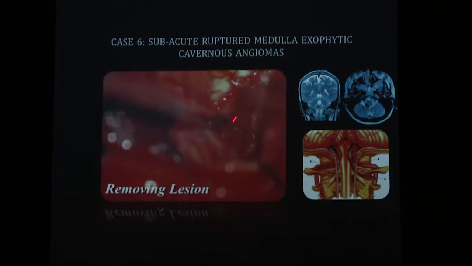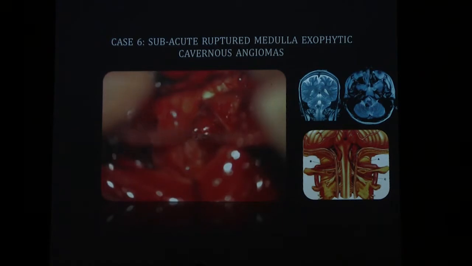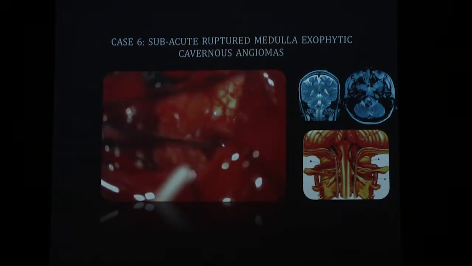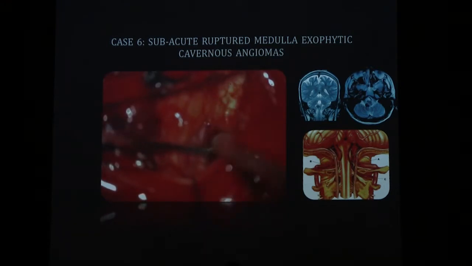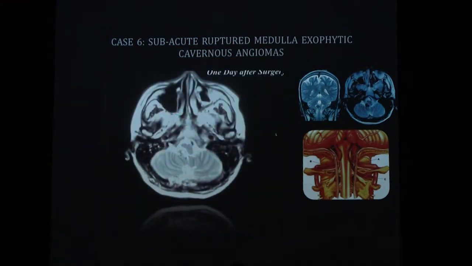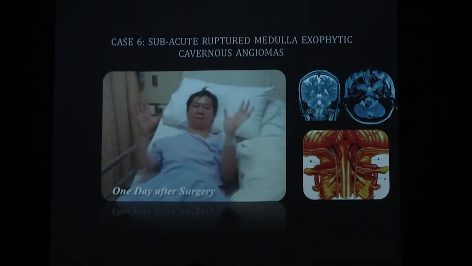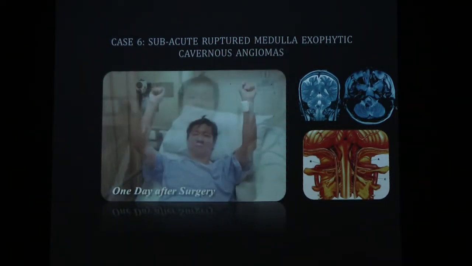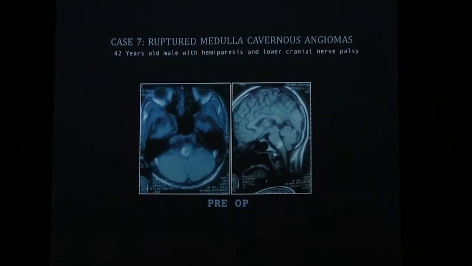Slowly, and again, we can see another angle and nothing left behind. So clear up everything, make sure there is no bleeding source. This is 1 day after surgery in the ICU. This is the man. It's important not to have a paralysis, he can move.